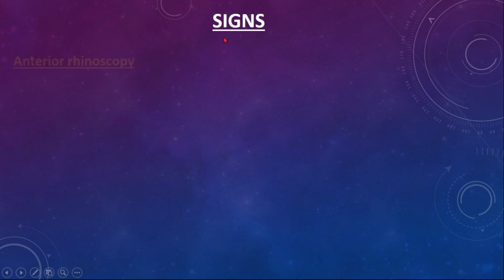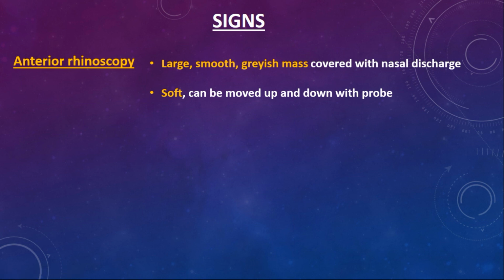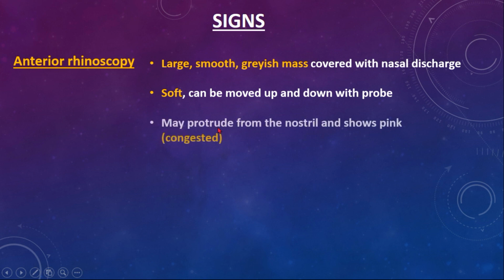Signs. On anterior rhinoscopy, a large, smooth, grayish mass covered with nasal discharge. Soft, can be moved up and down with a probe because it has a single stalk which comes out from the ostium. So the remaining mass lies in the choana and nasal cavity, so it moves up and down. May protrude from the nostril and shows pink, congested.